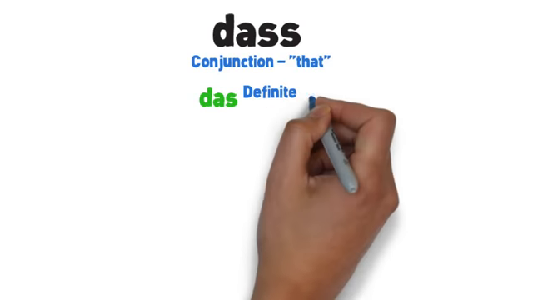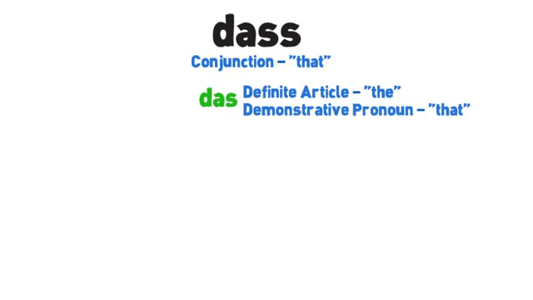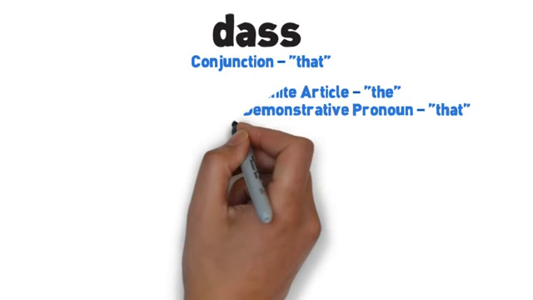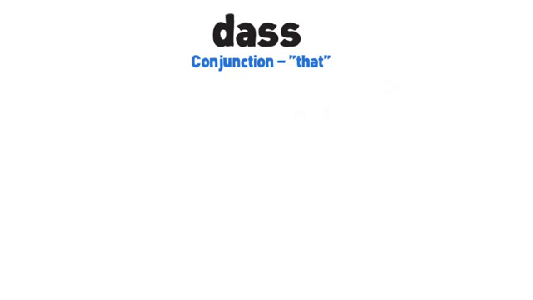And to make matters worse, das with one S can sometimes mean the when it's used as a definite article. But also, get this, it can also mean that when used as a demonstrative pronoun, as in wer ist das or das ist ein Problem. That's not the that we want today, so let's get rid of that.